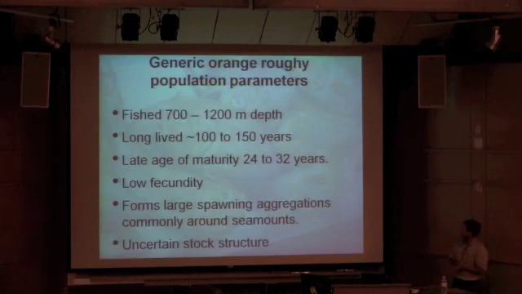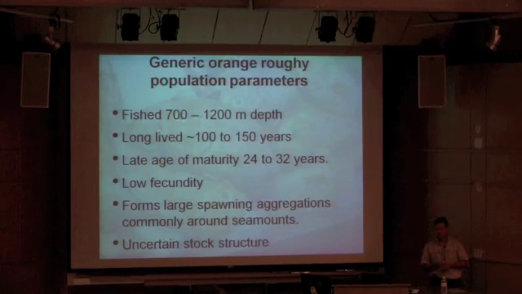So, some of the generic orange roughy population parameters. They're a deep sea fish. They're very long-lived. We've had genetic aging samples up to 150 years. They have a late age of maturity, and that starts to bring a lot of alarm bells straight off about when there's a harvestable stock.